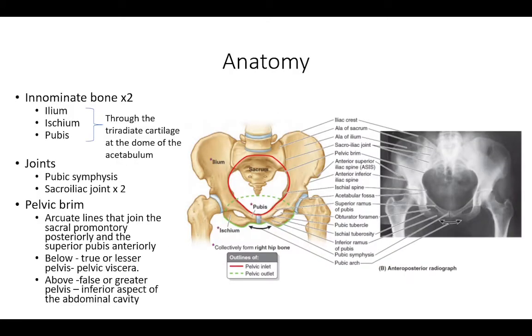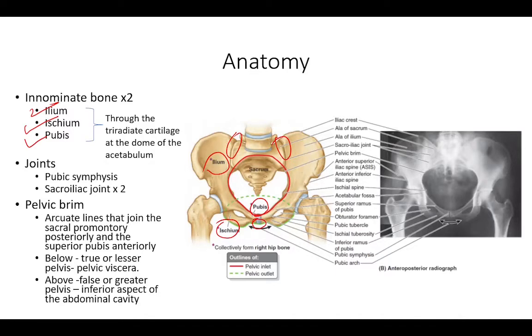To start with, we'll do a brief review of anatomy. So the pelvis is made out of two innominate bones. The innominate bones consist of the ilium, the ischium and the pubis. Here you can see them, the ilium, the ischium and the pubis. There are two main joints. One is the pubic symphysis, which is anteriorly, and posteriorly there are two sacroiliac joints.